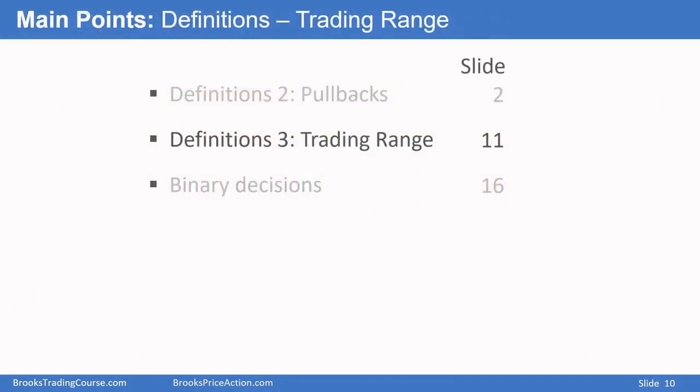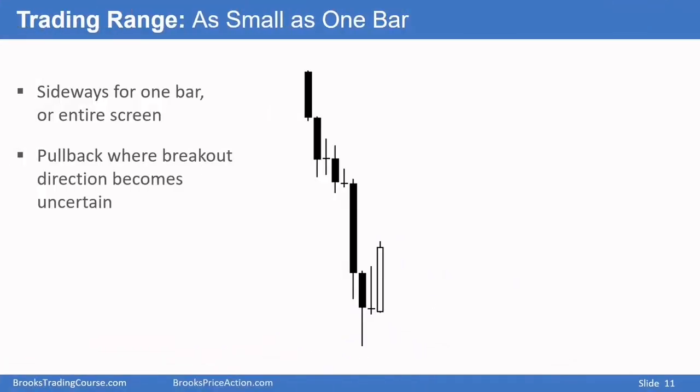Now I'm going to talk a little bit about trading ranges. A trading range can be a single bar. This is a 1-bar trading range. That's a 1-bar trading range. If I think the trading range is so small and so insignificant to not alter the course of the bars to the left, I call it a pullback.